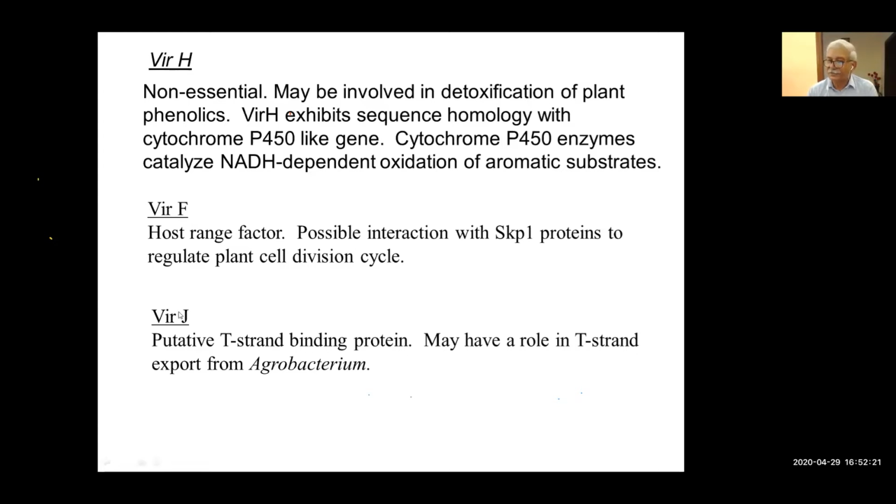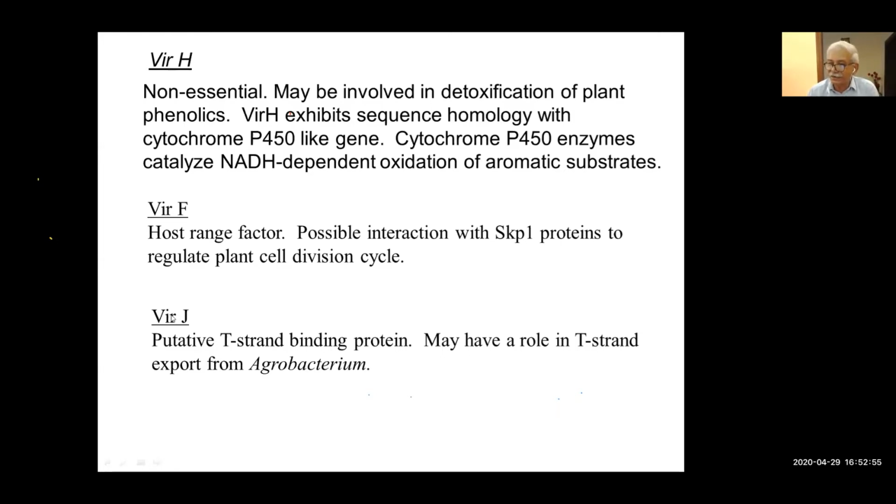VirE2, this is the highly essential protein. It's the T-strand binding protein. What is T-strand? That's T-DNA. When the T-DNA is produced, VirE2 is the protein which is covering all that T-DNA. You remember that, okay? And this protein-DNA complex is taken from the bacterial cell to the plant cell with the help of VirD4, okay?